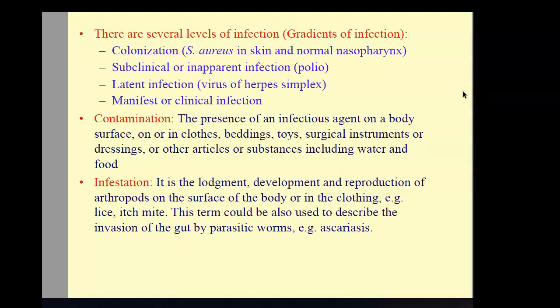These are divided into four main stages. We have the colonization stage, the subclinical or inapparent infection stage, the latent infection stage, and the manifest or clinical infection stage. The colonization stage starts with the organism trying to attach itself to the host either through the skin or by an organ for it to start an infection. For Staphylococcus aureus, before they can establish a boil, the bacteria would have to attach itself onto one's skin.